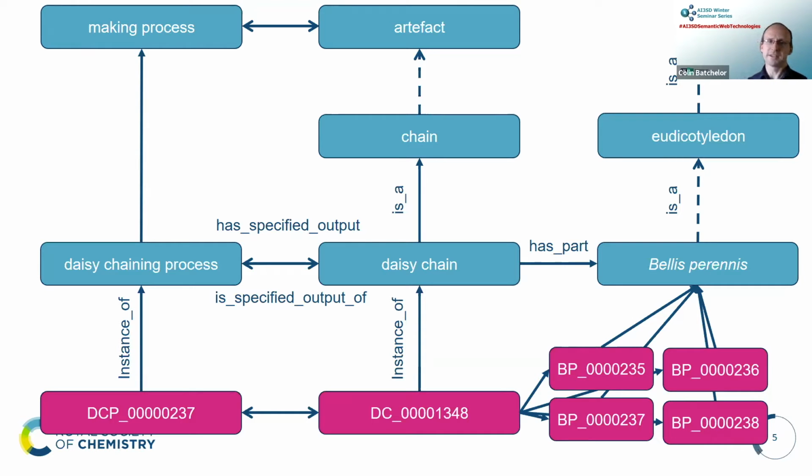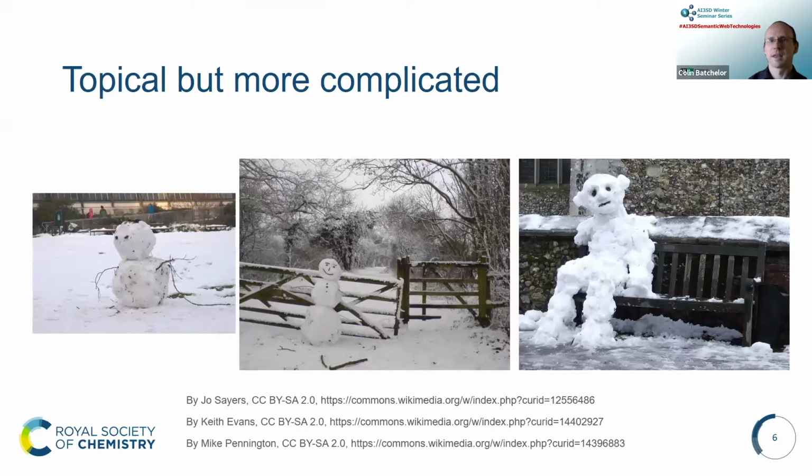So whereas in the previous slide we only had, going vertically, is-a relations, where every daisy chain is some kind of chain, every Bellis perennis is a eudicot, and so on, these are instances of relations that connect something that exists in the real world to the class, to the identity. And you'll see why this is important in a moment.